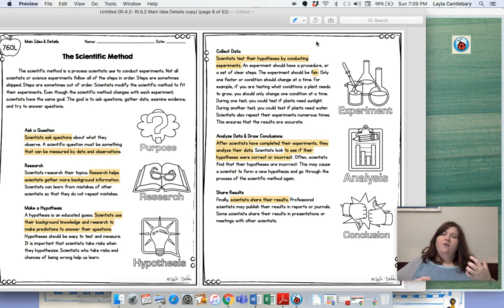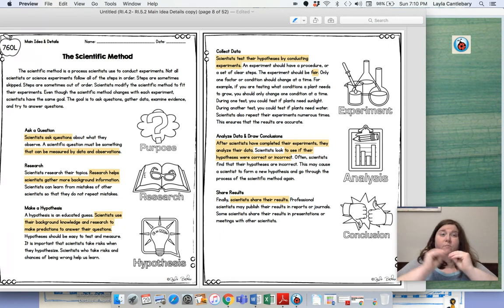Well, first of all, there's really no conclusion to this text. As you could see, it just ends with the last step of the scientific method. So what we're going to have to do is check the introduction by reading the first sentence and the last sentence and see if one of those or both of those put together would be our main idea. So going back to our introduction, our first sentence says, the scientific method is a process scientists use to conduct experiments. Well, that makes sense. All of these key details go with that idea, but let's read the last one. The goal is to ask questions, gather data, examine evidence, and try to answer questions. Well, that kind of goes with everything too.